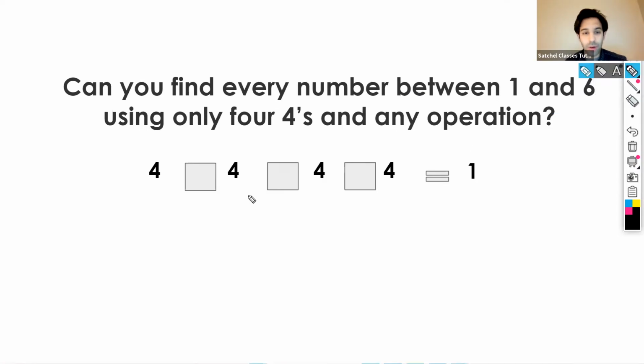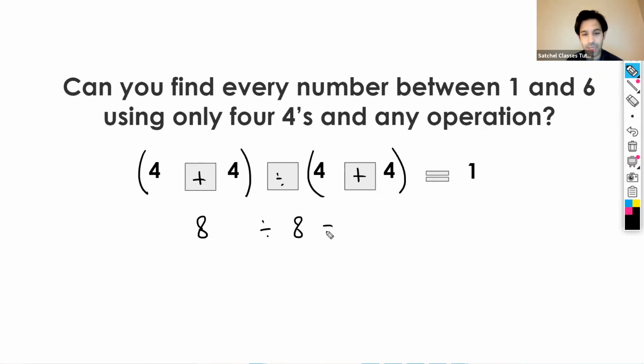So to get 1, what I can do is 4 plus 4 in brackets divided by 4 plus 4 again. Because I have brackets, I would have to do the addition first, or whatever is inside my bracket. So what I'll have is 8 divided by, again, I would have to deal with the brackets. So 4 plus 4 is 8, and 8 divided by 8 is 1. So we've used 4 fours and any operations that we wanted, including brackets, to make 1.